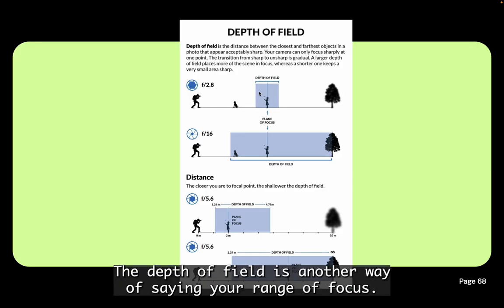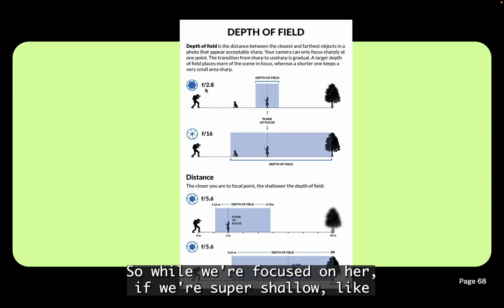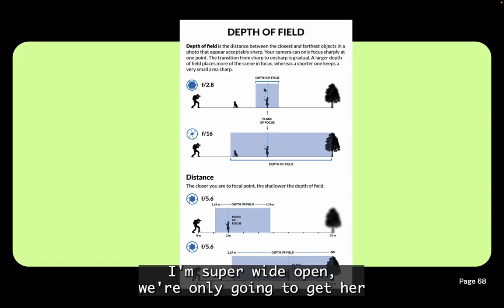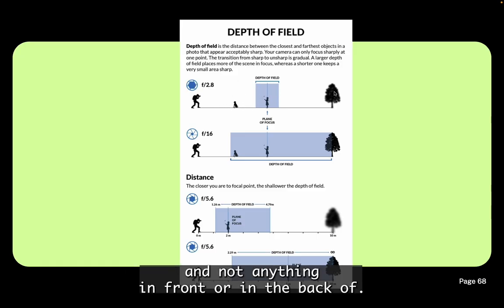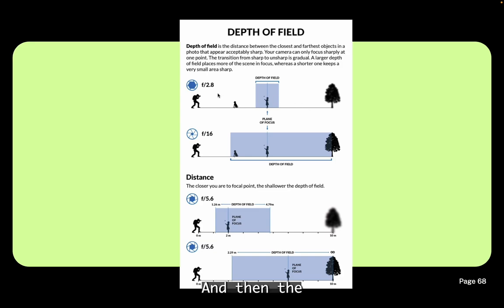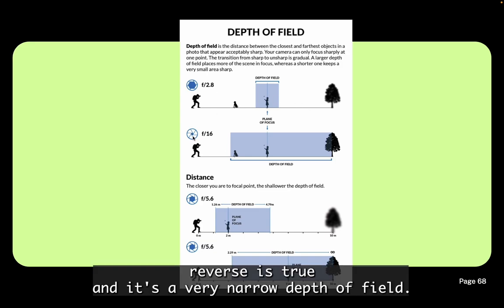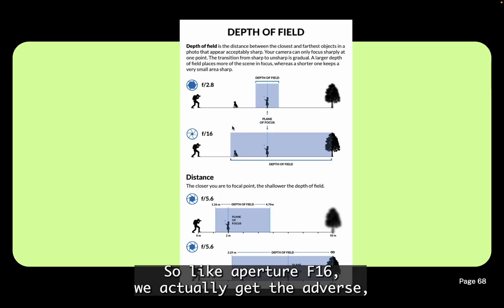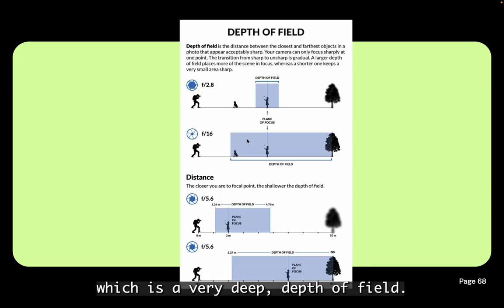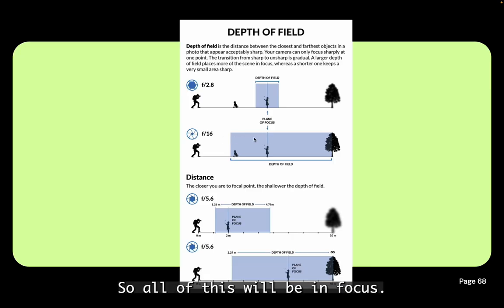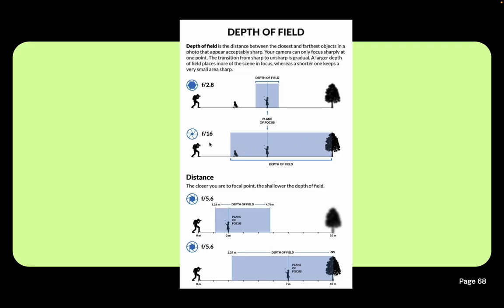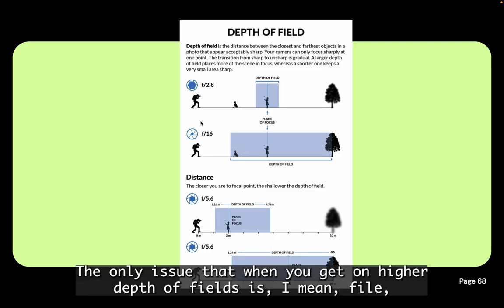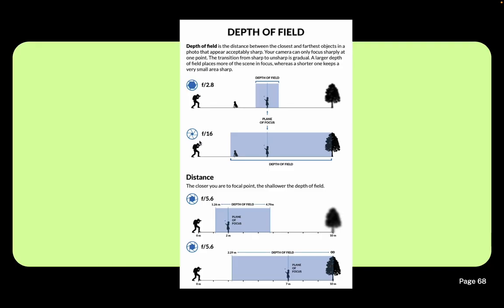The depth of field is another way of saying your range of focus. So while we're focused on her, if we're super shallow, super wide open, we're only going to get her and not anything in front or in the back of her. And then the reverse is true. If it's a very narrow aperture, like aperture f16, we actually get the reverse, which is a very deep depth of field. So all of this will be in focus. The only issue when you get to higher depth of fields is, higher apertures.